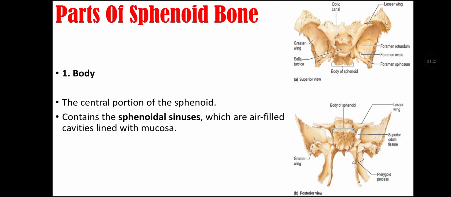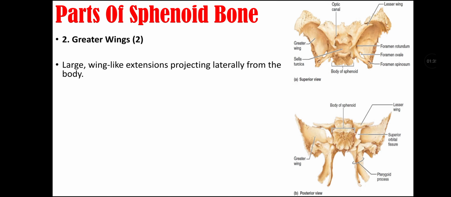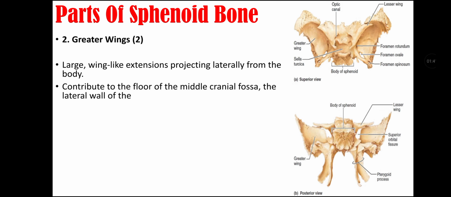It contains sphenoidal sinuses, which are air-filled cavities lined with mucosa. On its superior surface lies the sella turcica, that is a saddle-shaped depression that houses the pituitary gland. Next part of sphenoid bone is two greater wings. They are large wing-like extensions that project laterally from the body. They contribute to the floor of middle cranial fossa and the lateral wall of the skull and the orbit.